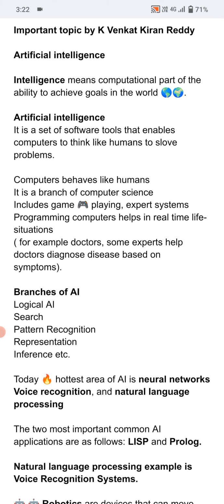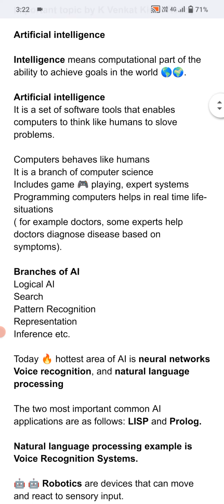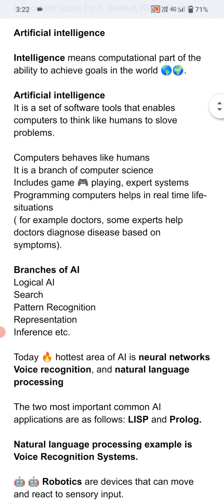First of all, we should know what intelligence is. Intelligence means the computational part of the ability to achieve goals in the world. Intelligence is required for every competitive exam. Remember, intelligence is required to achieve goals in the world. For any entrepreneur or subject expert, we need intelligence to remember things.